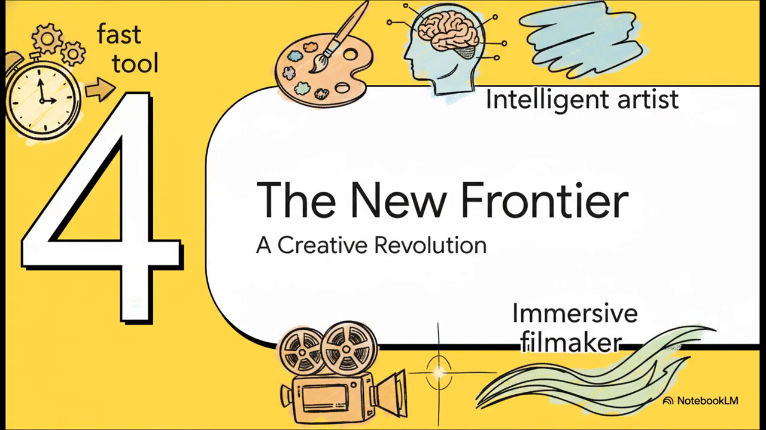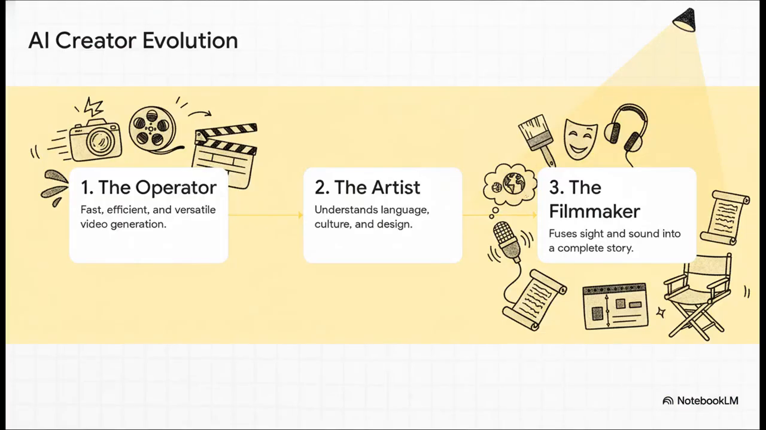So when you put this whole journey together, from a fast tool to a smart artist to this immersive filmmaker, what does it all really mean for how we create things? When you step back and look at it, we've basically watched an AI get created in stages. First, it learned to be a really good, really efficient camera operator. Then, it's like it went to art school and became a world-class designer who gets culture. And finally, it evolved into a complete director, sound engineer, and editor, all rolled into one.